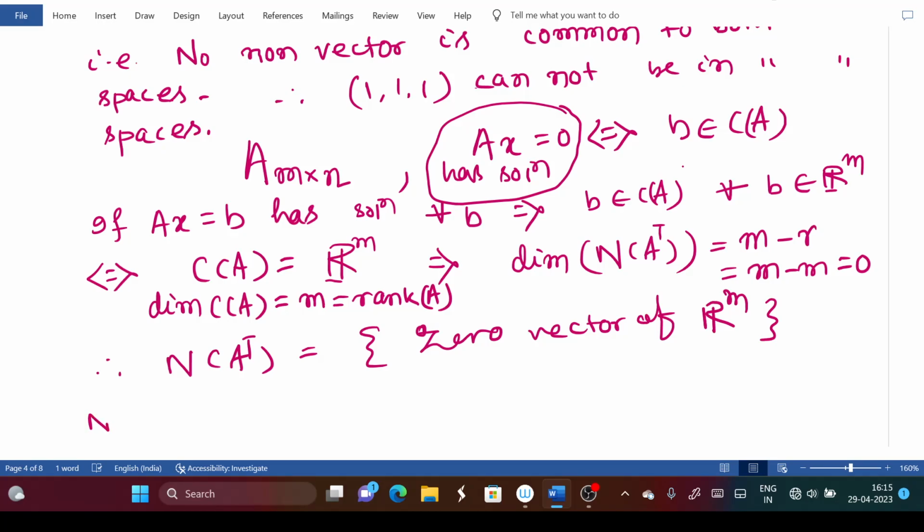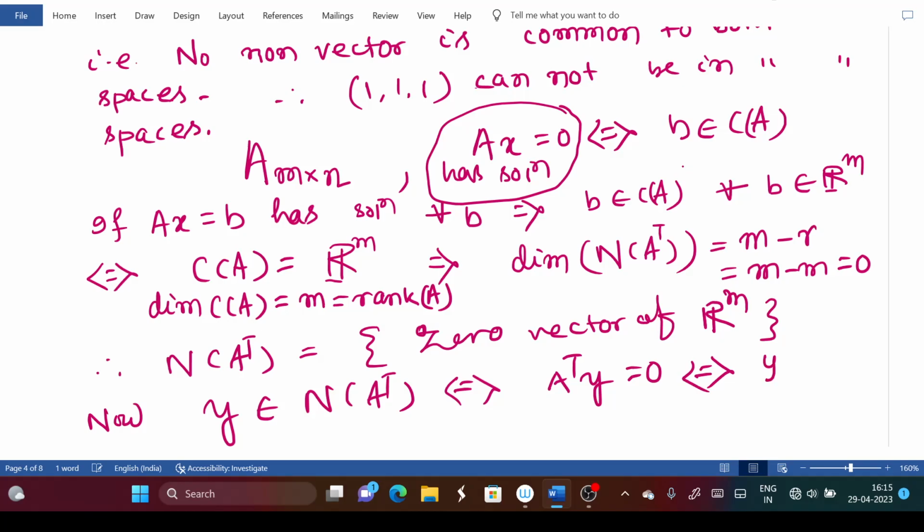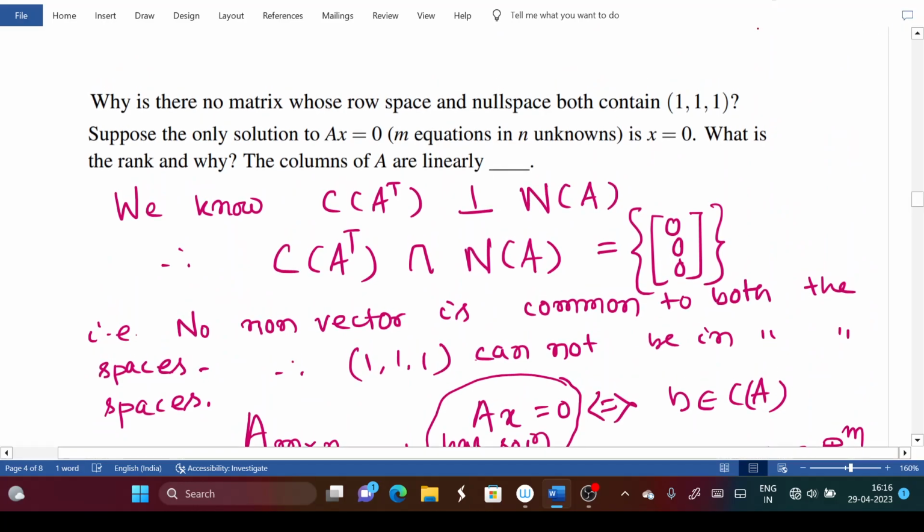Now Y belongs to N of A transpose, which implies and is implied by A transpose Y is equal to 0. That implies and is implied by Y is equal to 0. Okay, so this part is over. Why are the columns of A linearly independent?